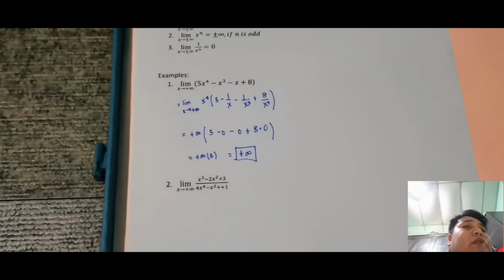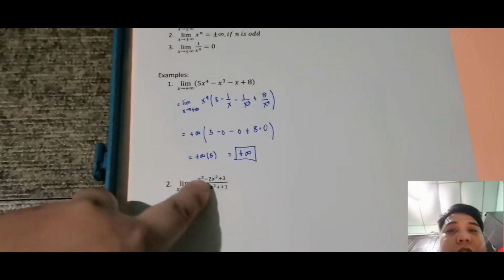Okay, so next, number 2. Ito naman sa number 2. Ito naman yung mga involving pag ang nangyari is fraction, tapos may mga x raised to something sa taas saka sa baba. So dito naman ang gagawin mo, i-divide mo lahat ng term sa numerator saka denominator sa highest variable, sa highest exponent na variable.